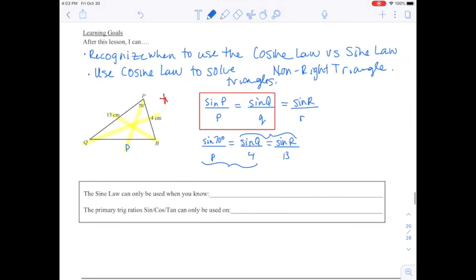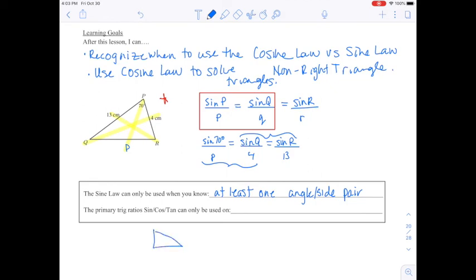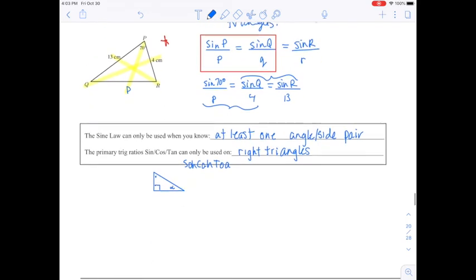So the sine law can only be used when you know at least one angle side pair. And just a reminder, the primary trig ratios, SOHCAHTOA, can only be used on right triangles, because you know that the other 2 angles are acute, right?